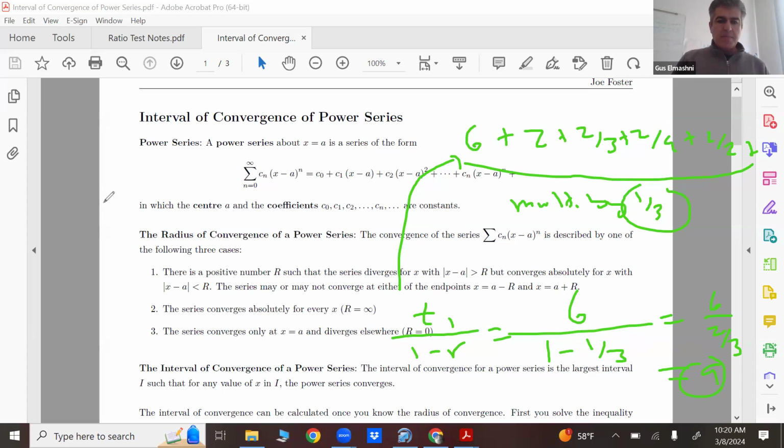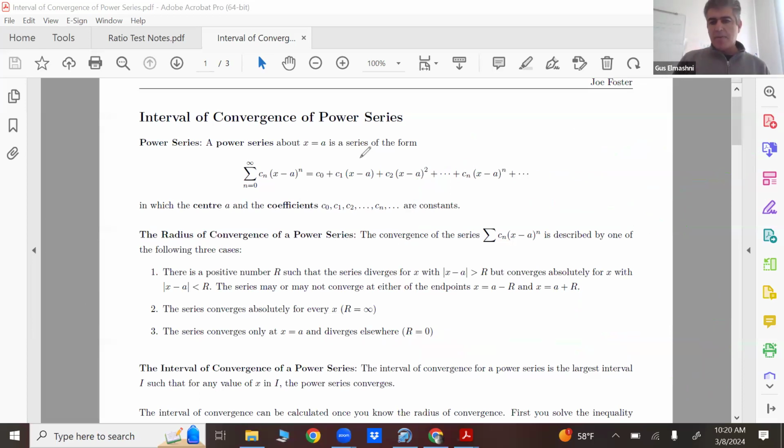And so that's what's being discussed over here. Because in essence, you are in some ways doing a geometric sequence, so you're multiplying by x minus a over and over again.